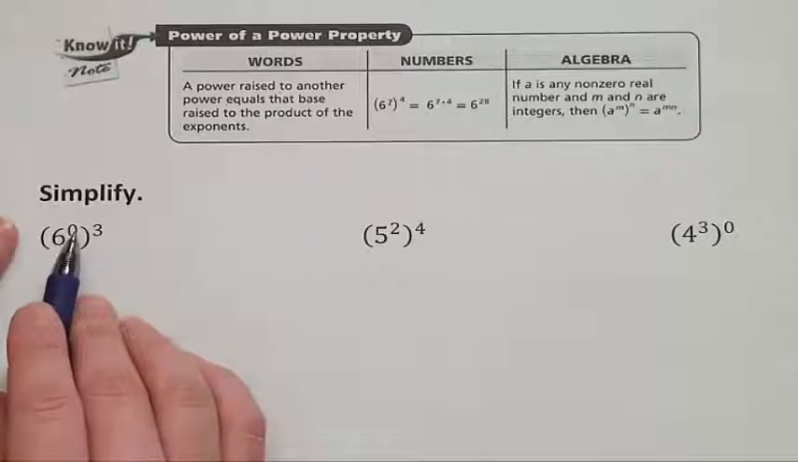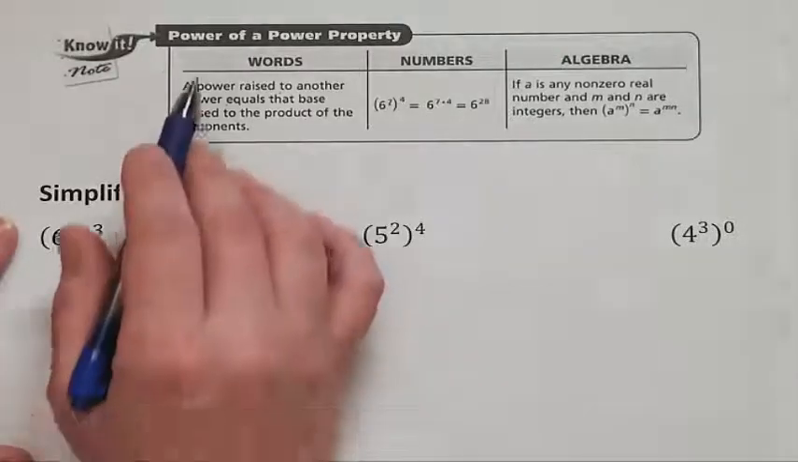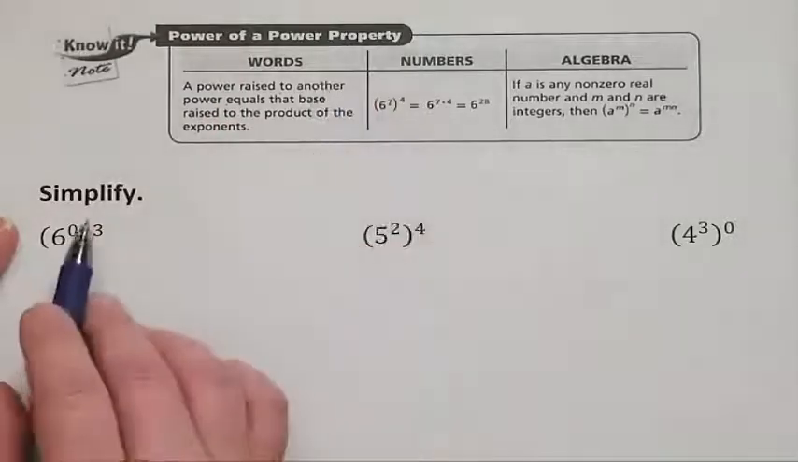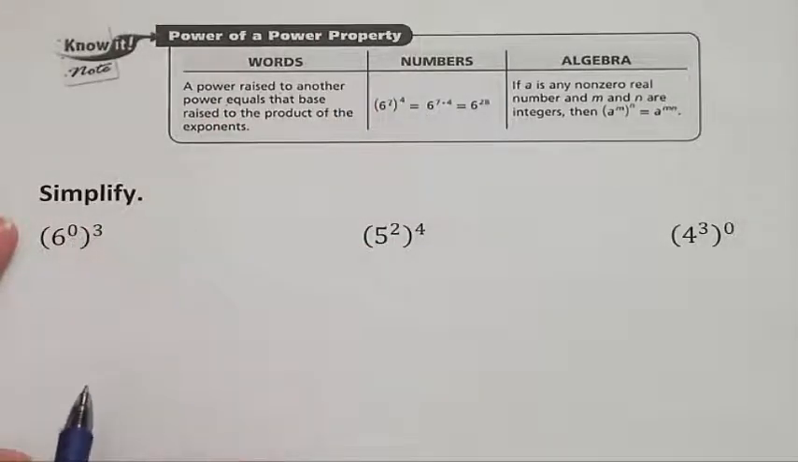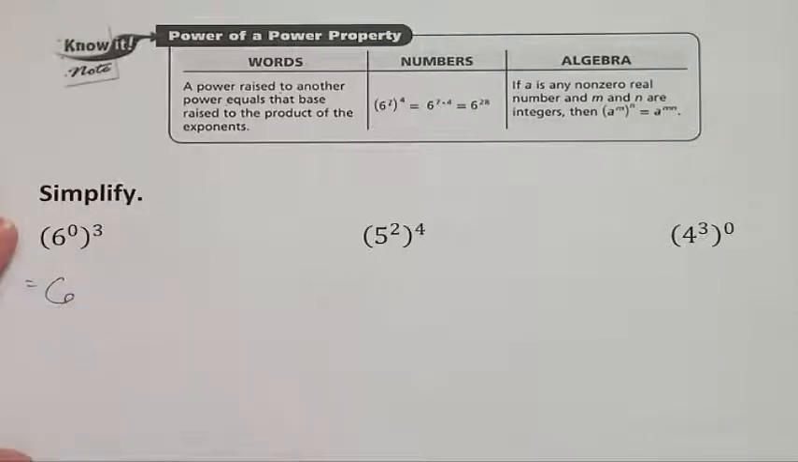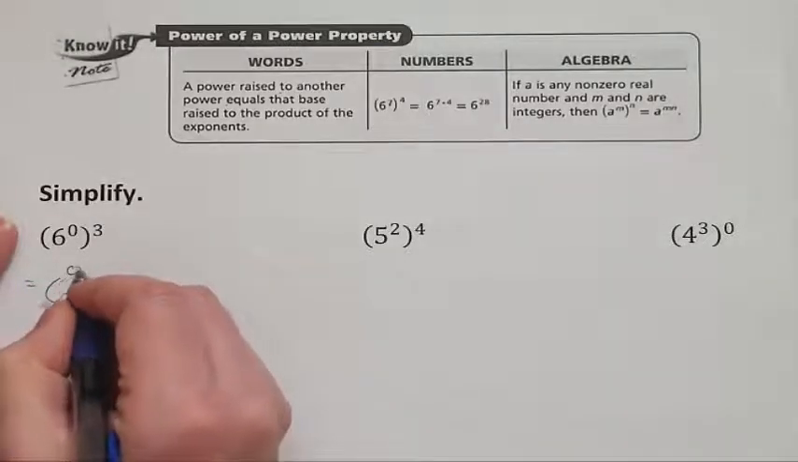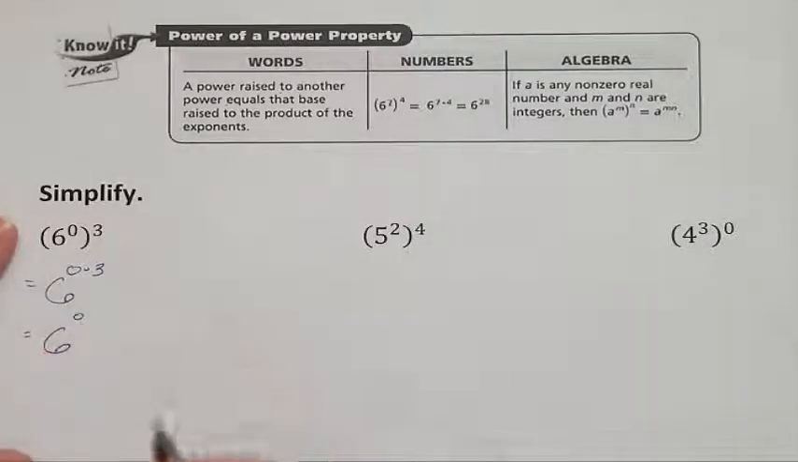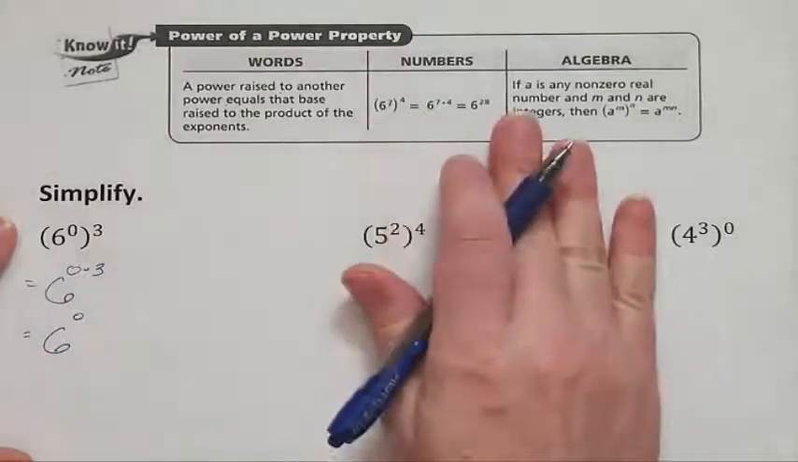So I have a power raised to another power. This is called a power of a power because it's a power raised to a power. So I have two exponents next to each other. It's a power to a power. So I'm going to multiply. So it's the same base of 6 and 0 times 3. 0 times 3 is 0. So this is 6 to the 0 power. We've gone ahead and applied this rule.